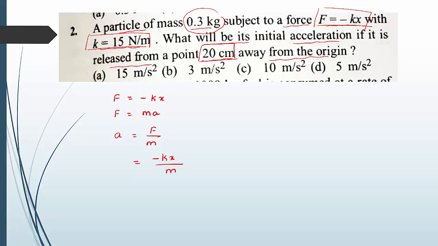So all the values are given. Calculate. What is the value of k? k is 15 Newton per meter into displacement x value they had given. It is 20 centimeter. 20 centimeter means 0.2 meter divided by mass is 0.3 kg. Minus 15 into 0.2 divided by 0.3. So after calculating, we will get the answer 10 meter per second square. So this is acceleration. Option C is the right answer.